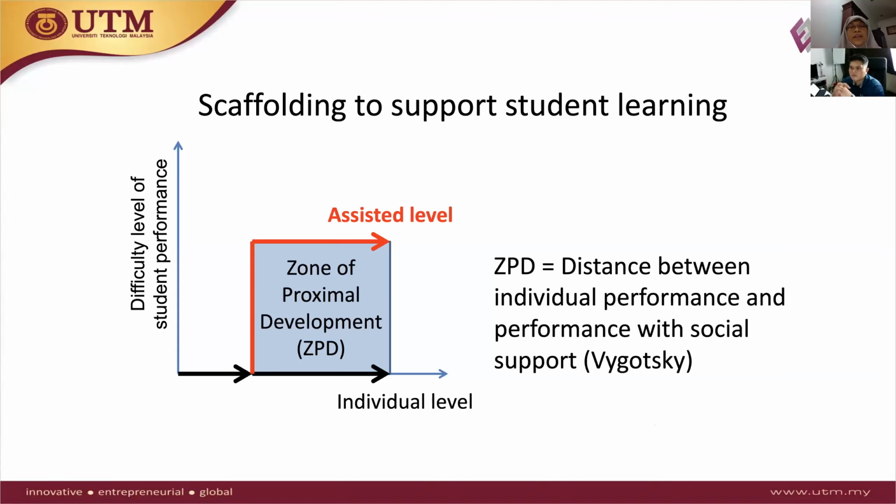Now, if it is beyond the zone of proximal development, then students might give up because it's just too high for them. So sometimes you have to provide several different scaffolding. Okay, whatever scaffolding you want to provide. Once the students have acquired the skill, then you can remove them. You can remove the support.